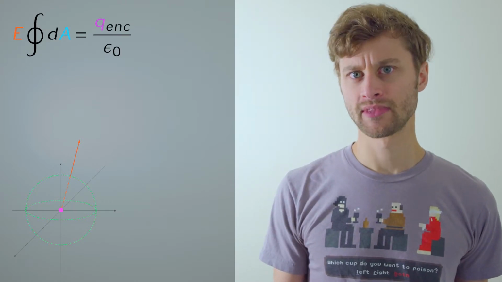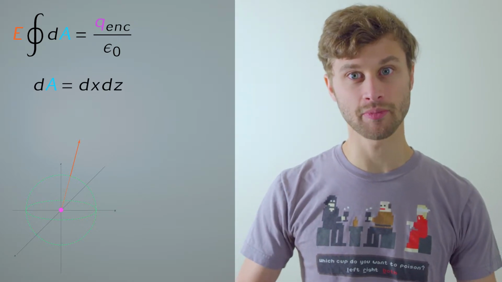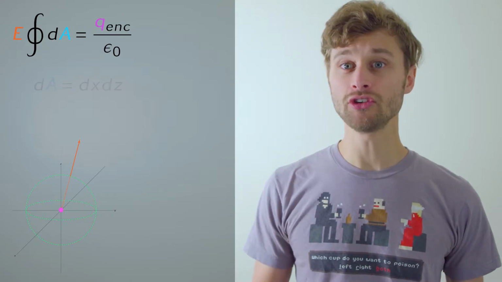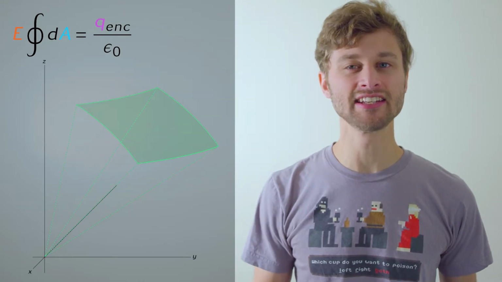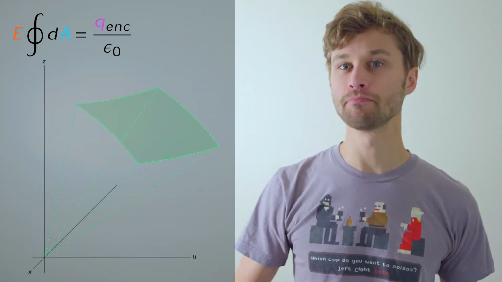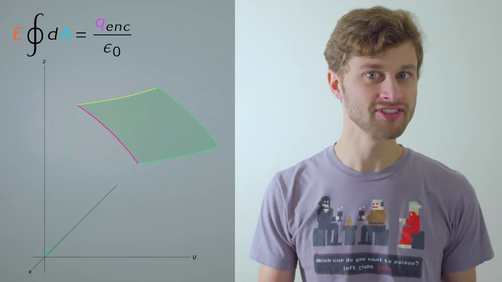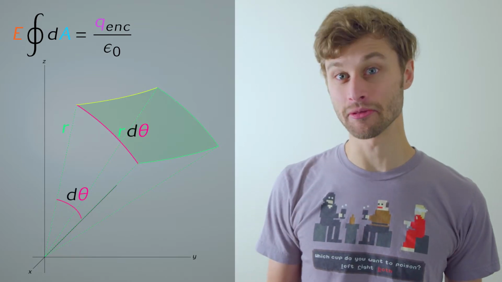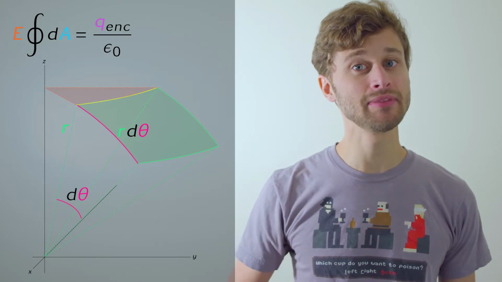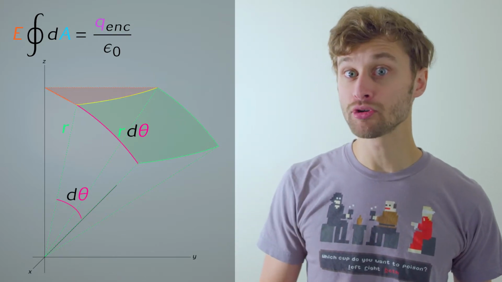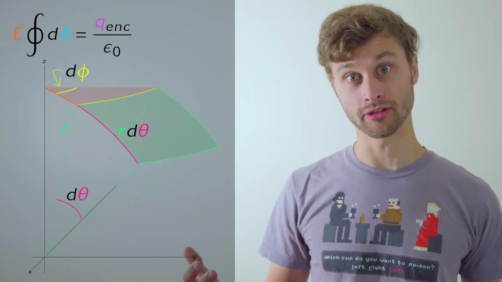Now, what is dA? In Cartesian coordinates, it would be dx dy, or dy dz, or dx dz, depending on our orientation. But in spherical coordinates, we need to figure it out geometrically. If we look at this geometrically, we can see that an infinitesimally small section of area is composed of two arc lengths. One arc length is this, r times an infinitesimally small portion of d theta, the polar angle. The other arc length can be projected onto the xy plane, and its length is equal to that projected length times the infinitesimally small azimuthal angle, d phi.